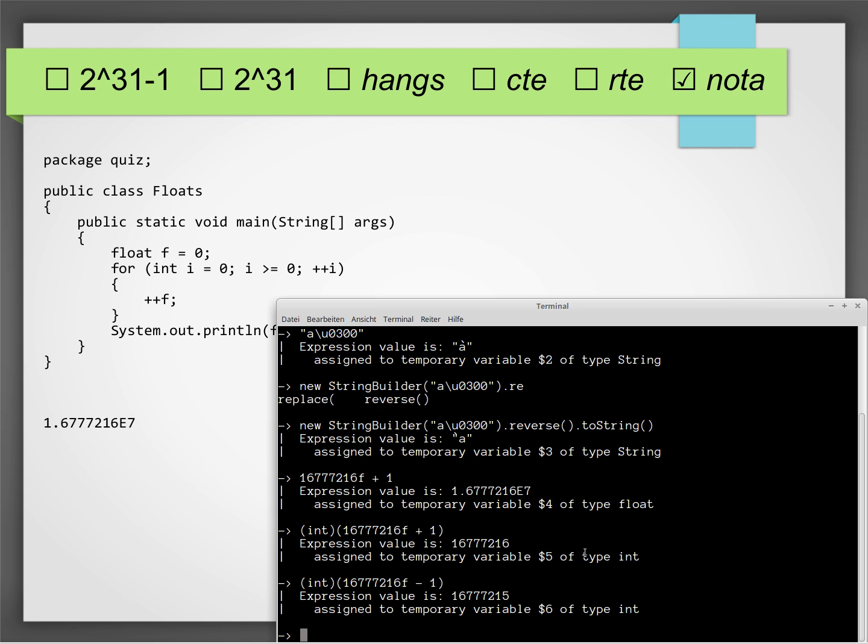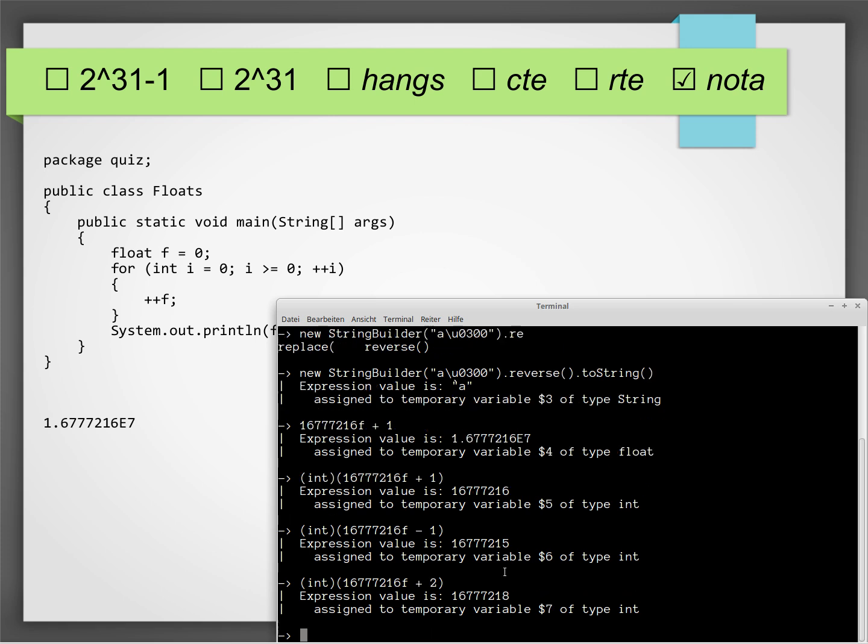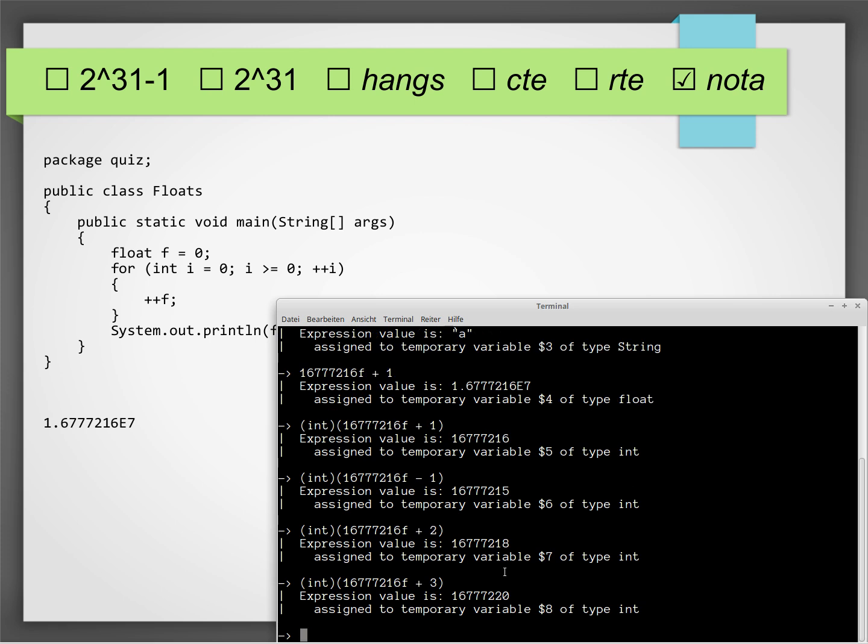But this number with the 7 at the end is the smallest positive integer that cannot be represented as a float. So you can add 2, no problem. So we are at a range of float where only even numbers can be represented. And if you add 3, again, it doesn't exist, 219. So you may expect this to be 218 again, but in fact it's 220. So sometimes we round down, sometimes we round up. There are good reasons for that, but those are not the point of this video.